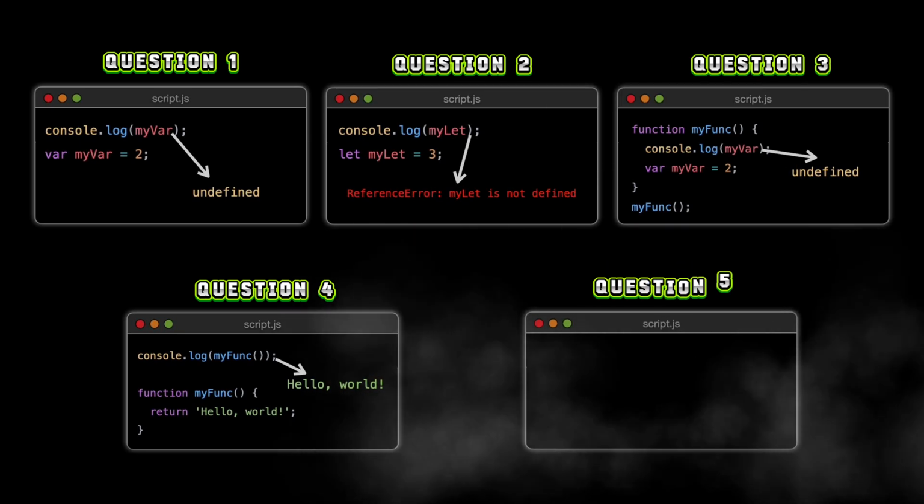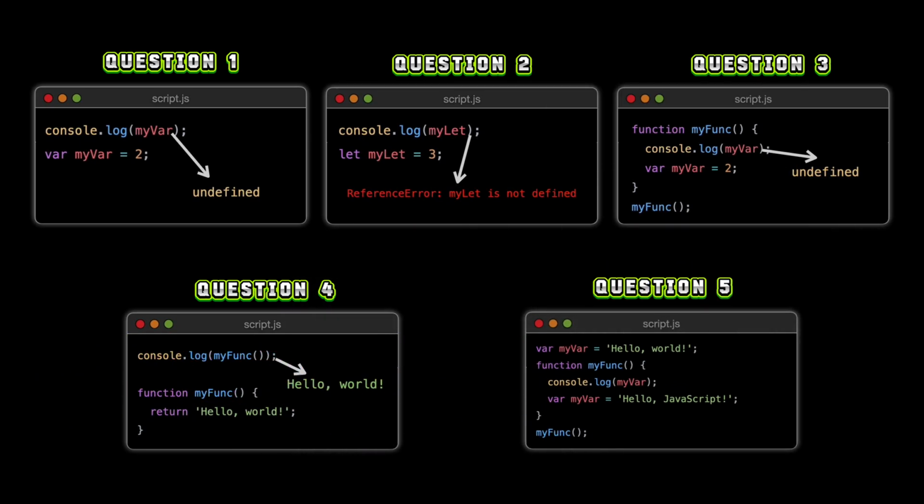Finally, consider this code block. What will the console display? This is a classic gotcha. The function myfunc has its own var myvar declaration, which hoists to the top of the function scope. It shadows the outer myvar, and since it's hoisted as undefined, that's what we see in the console when we log it. There you have it.